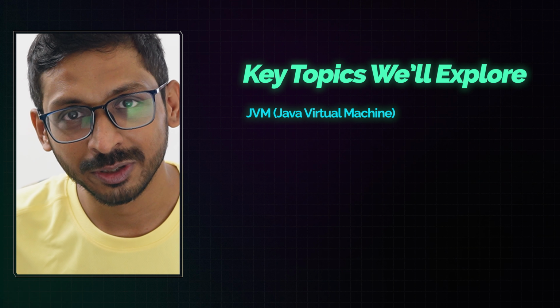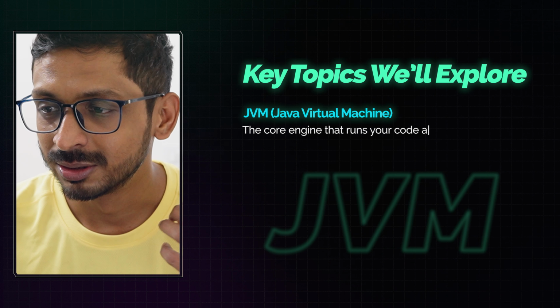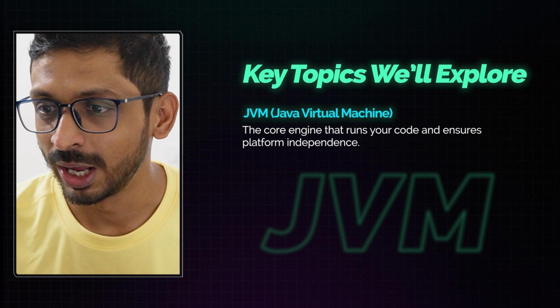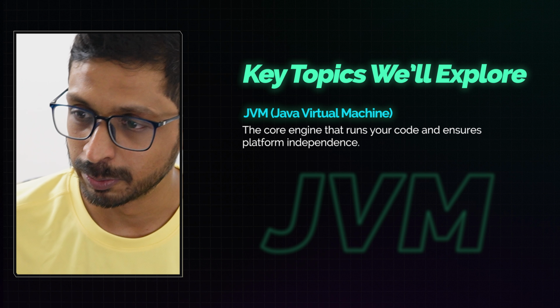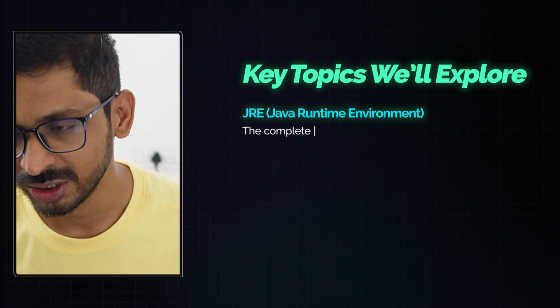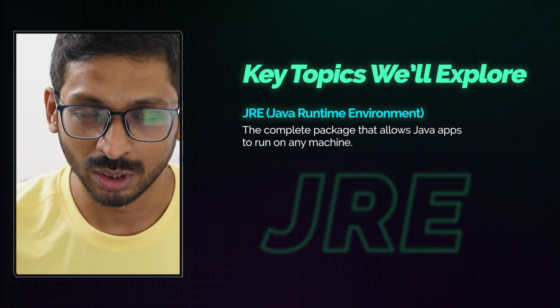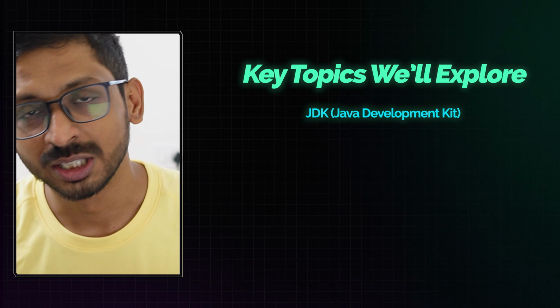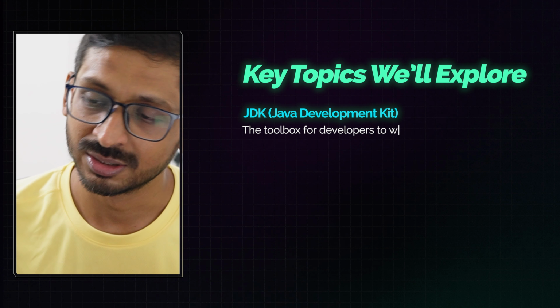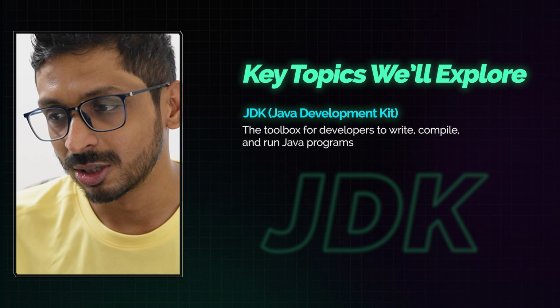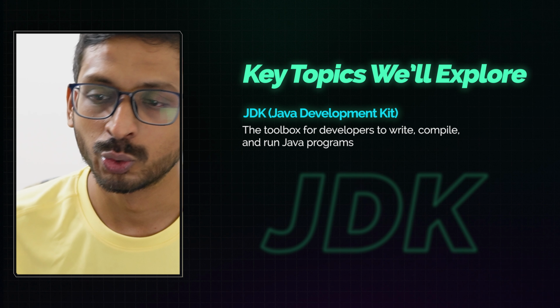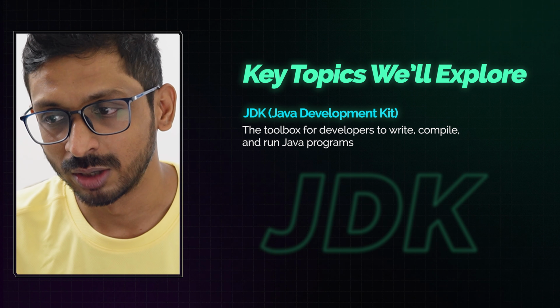We'll start with the JVM, that is the Java Virtual Machine. This is the engine that runs your code and makes it truly platform independent. Then we'll move on to the JRE, that is the Java Runtime Environment, which includes everything you need to run any Java application. Next, we'll have a look at the JDK, that is the Java Development Kit. This is the complete toolbox developers use to write, compile, and run Java programs.